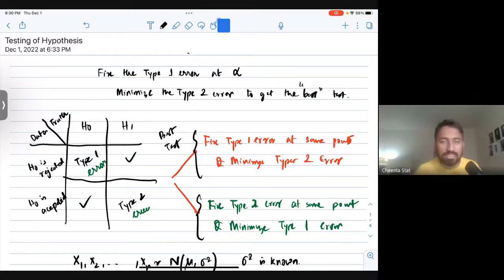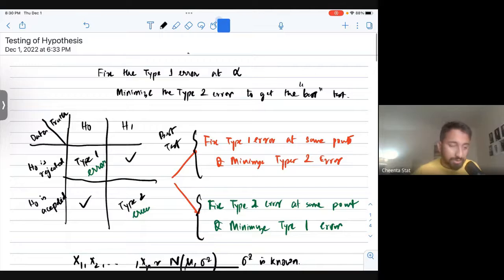So the goal of today's topic is to understand why, in testing of hypothesis, we fix the type 1 error and reduce the type 2 error to get the best test. Now the question may come: why don't we fix the type 2 error and reduce the type 1 error? What will happen then? We will see and discover what will happen today.